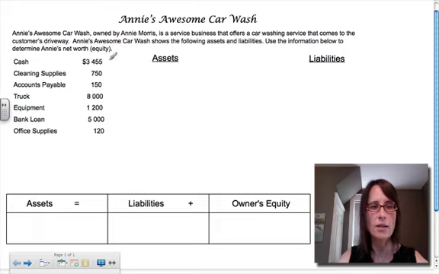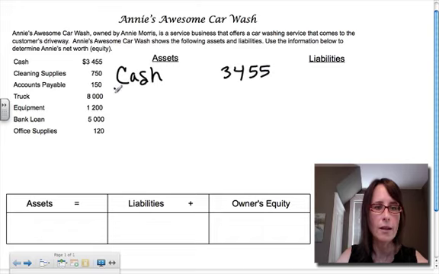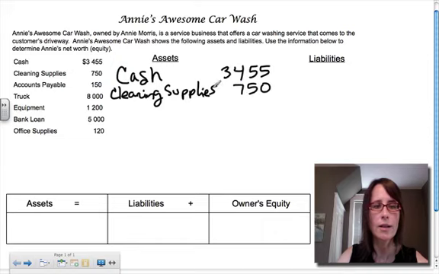So what I'm going to suggest that you do is list the accounts under assets or liabilities depending on which one they are. So I'll demonstrate. We know that cash is an asset, so I'm going to list it under the asset column along with its value. Cleaning supplies is another example of an asset. So I'll list it here, and the value is $750.